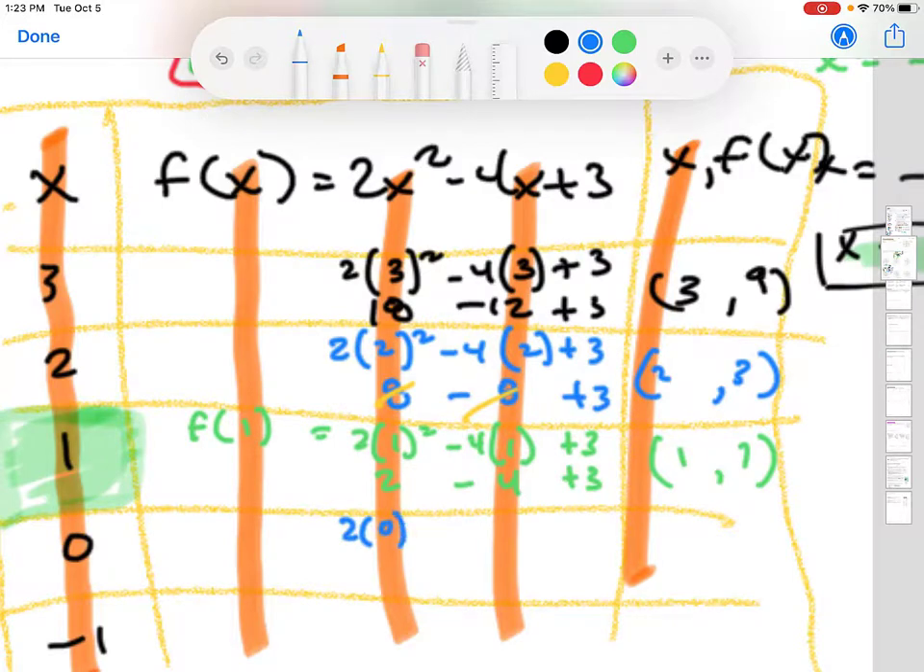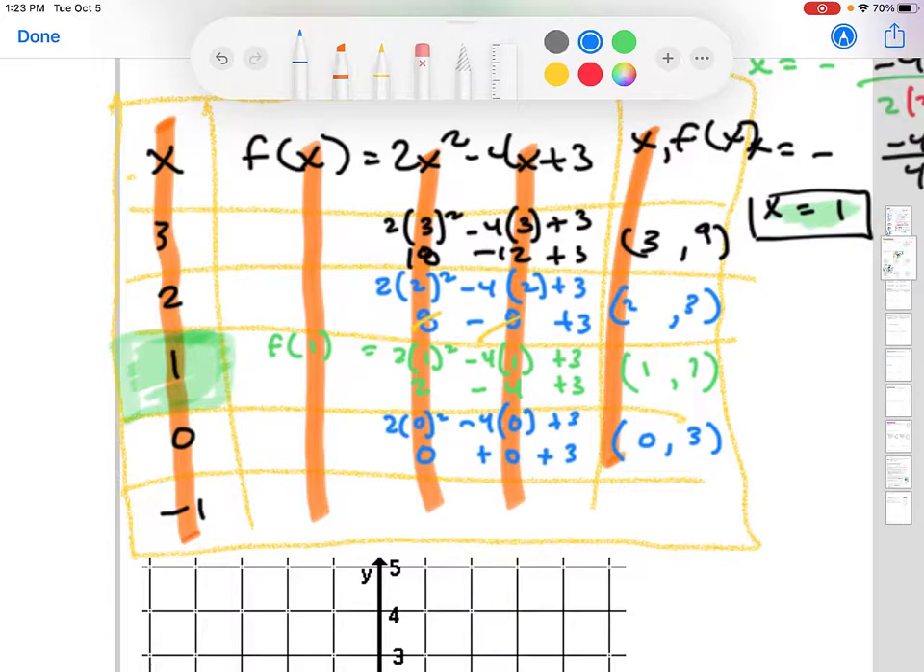I got 2 times 0 squared minus 4 times 0 plus 3. 0 squared is 0. 0 times 2 is 0. Negative 4 times 0 is 0. So I'm just left with 3. 0, comma 3.